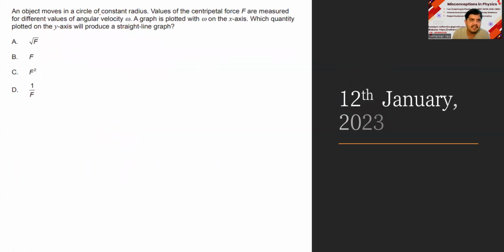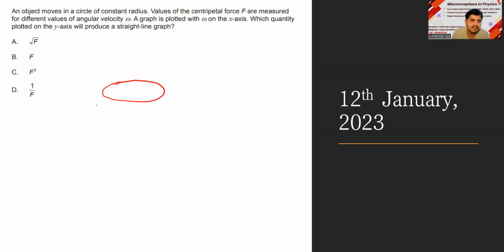An object moves in a circle of constant radius. Let us read what kind of circle it is. Values of centripetal force F are measured for different values of angular velocity. A graph is plotted with omega on the x-axis. Which quantity is plotted? I do not know what this one is. Okay. Let us assume it's a horizontal circle.